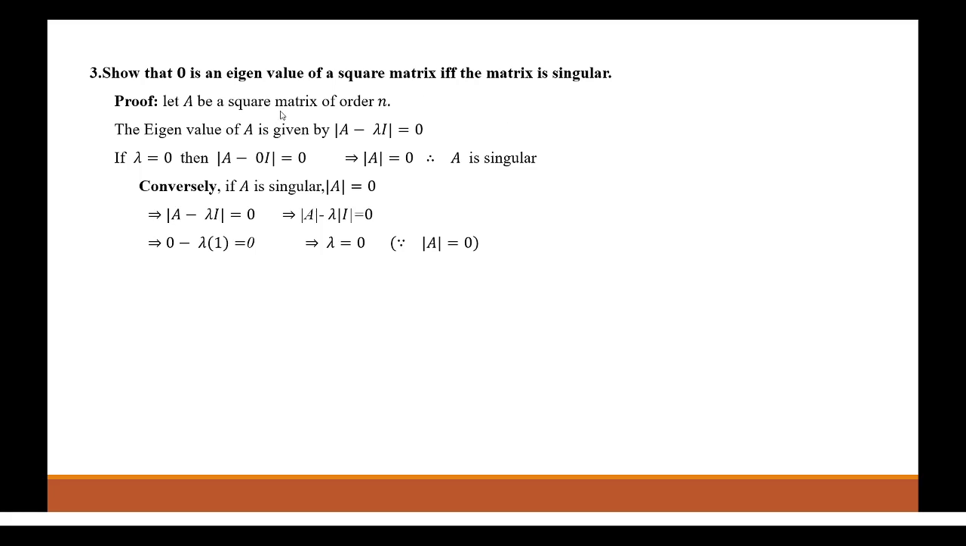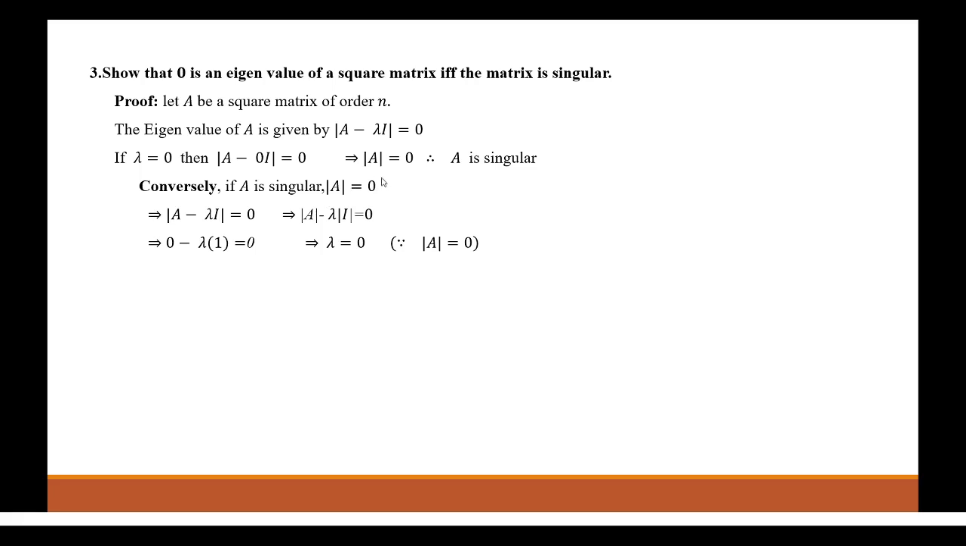Let A be a square matrix of order n. The eigenvalue of A is given by determinant of A minus lambda I is equal to 0. If lambda is equal to 0, then determinant of A minus 0 into I is equal to 0, then determinant of A is equal to 0, therefore A is singular.